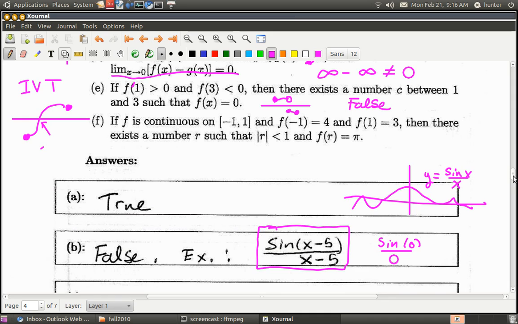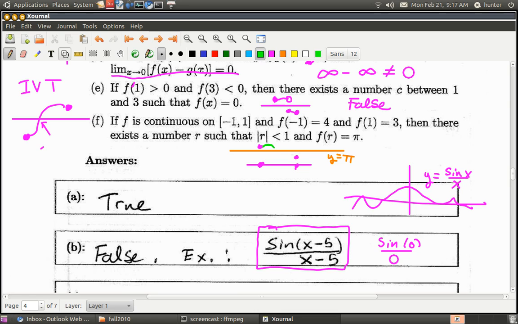Okay, and now F is also about the intermediate value theorem. It says if f is continuous and f of minus 1 is 4, so let's draw a picture of that. Here's minus 1, and f of minus 1 is 4, and f of 1 is 3, which we'll just draw as being a lot lower. Then there is some number r between negative 1 and 1 such that f of r equals pi. So what I'm drawing here in this horrible orange color is the line y equals pi. And so this f is continuous.